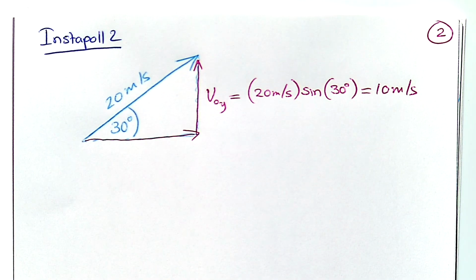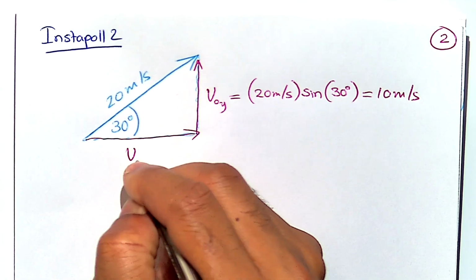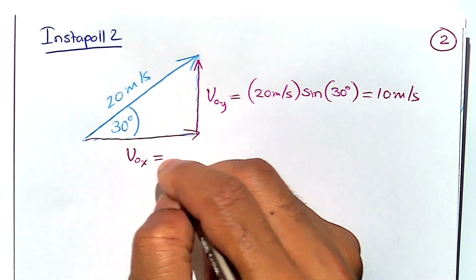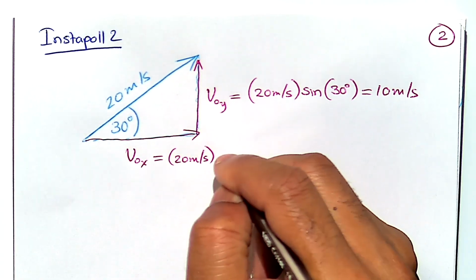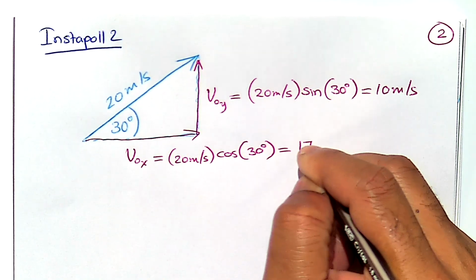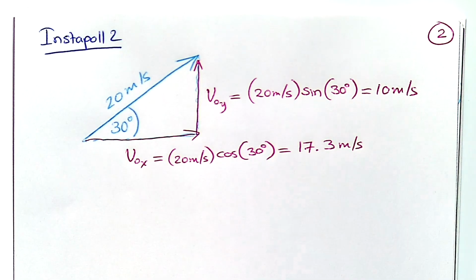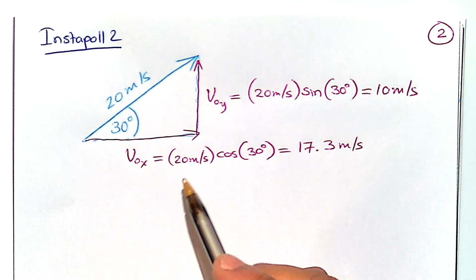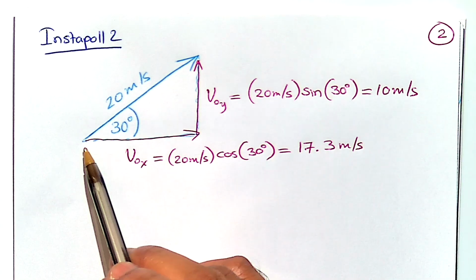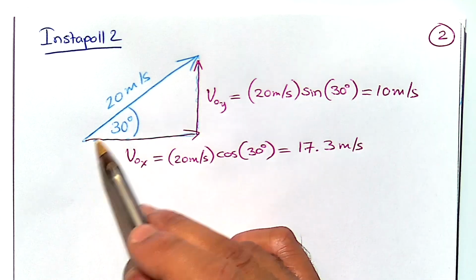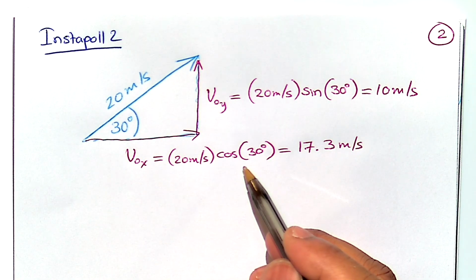We did that in the previous step, but we can also do that for the x, right? So v naught x will be equal to 20 meters per second times cosine of 30 degrees, which will be 17.3 meters per second. So again, doing a little SOHCAHTOA, for 30 degrees, cosine 30 is adjacent over the hypotenuse, this side, the adjacent side, over the hypotenuse. So that's why we use cosine.